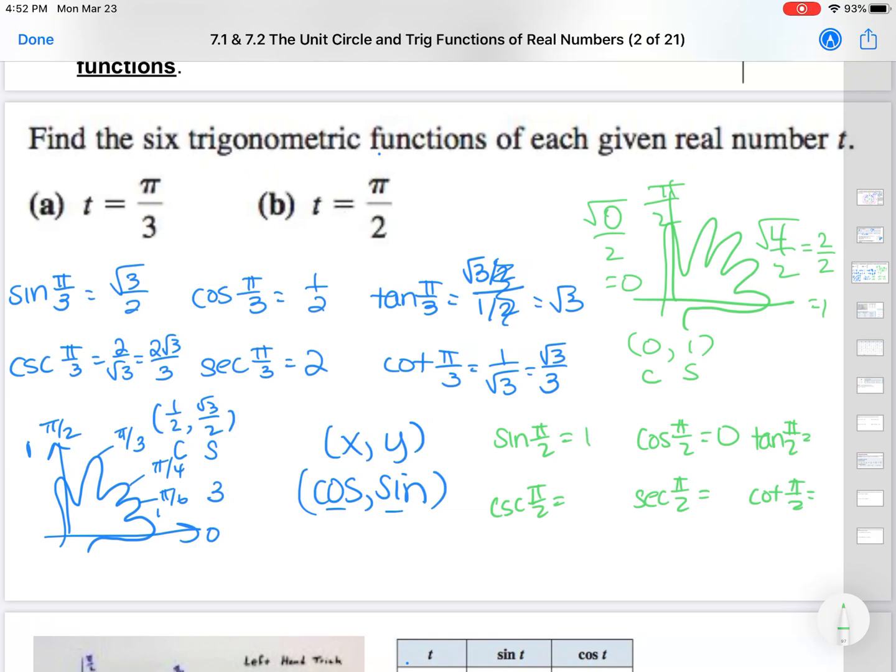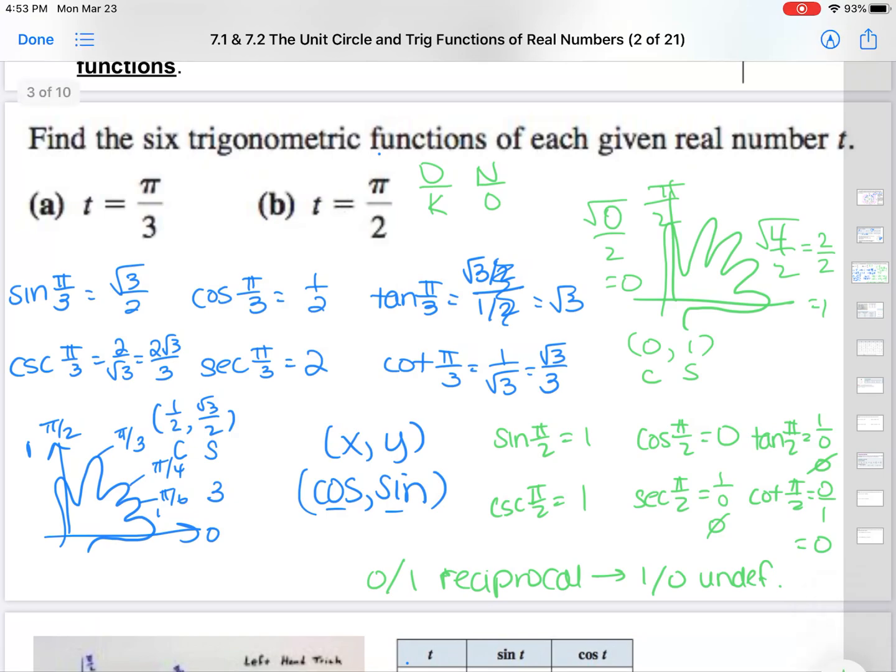Well, if cosine is 0 and sine is 1, tangent would be 1 over 0, but what is that? Well, that's undefined, right? It can't divide by 0. It's okay to have 0 on top, but it's no good to have 0 on the bottom. All right, cosecant, when I flip 1, I get 1. When I flip 0, I get 1 over 0, which is undefined. And when I flip 1 over 0, I get 0 over 1, which is just 0. Okay. So notice that 0 over 1 is reciprocal with 1 over 0, which is undefined. So 0 and undefined are going to be reciprocal to each other.